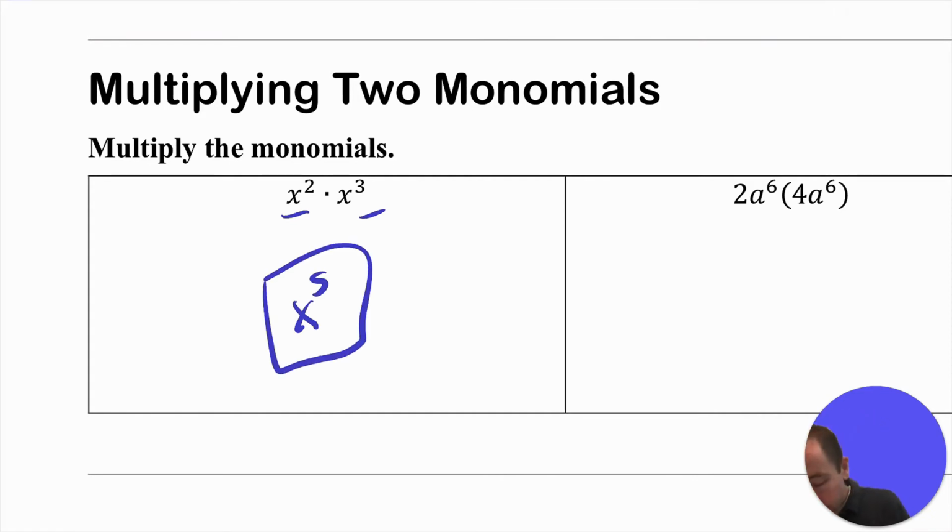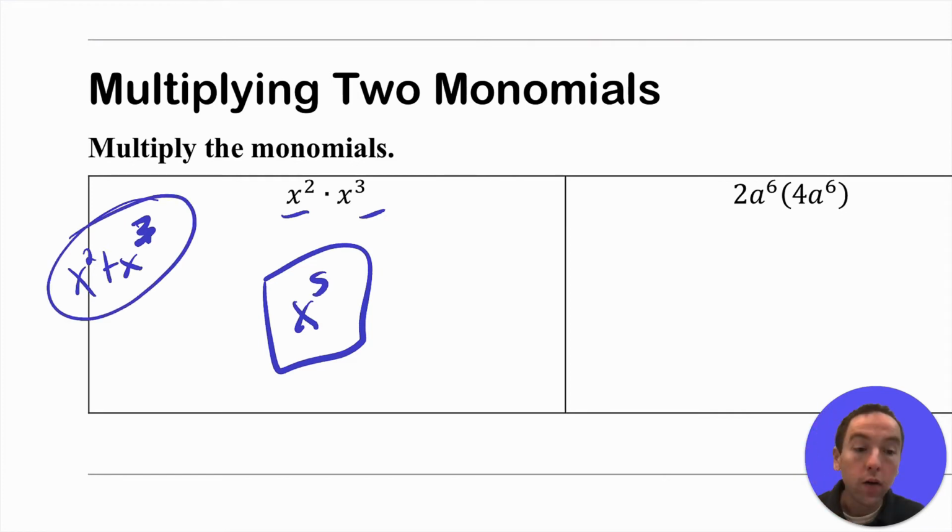Be careful, because if you had a problem like this, x to the 2nd and x to the 3rd, but you were trying to do a different operation, so maybe a plus or a minus, it turns out that that would actually be simplest. Because there you're trying to combine like terms, and they're not like terms, so that's already in simplest form.